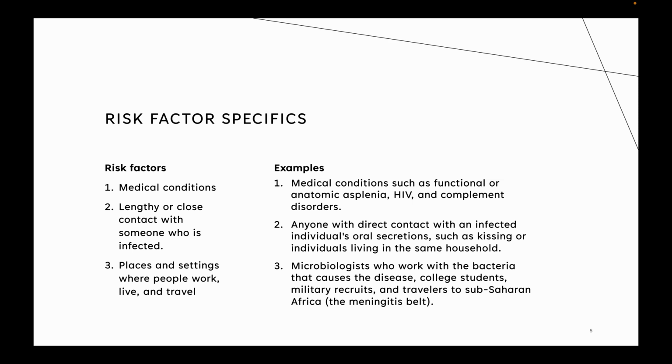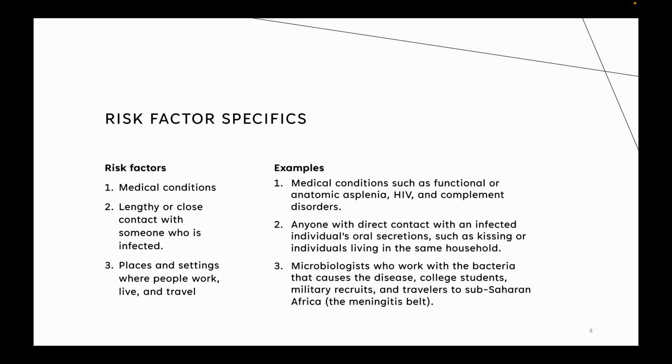Lengthy or close contact with someone who has been infected or who is infected. Anyone with direct contact with an infected individual's oral secretions, such as kissing or sharing drinks or sharing eating utensils that haven't been washed, are also at an increased risk for meningococcal meningitis. Also living in the same household as somebody who is infected with this disease. So roommates, family members, whoever you might live with, if they become infected with this disease, you are also at an increased risk.